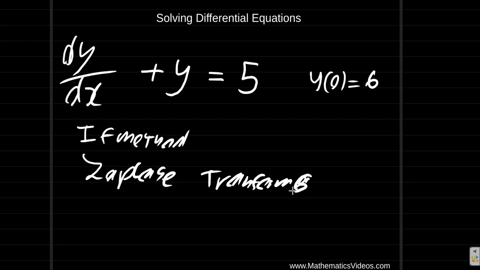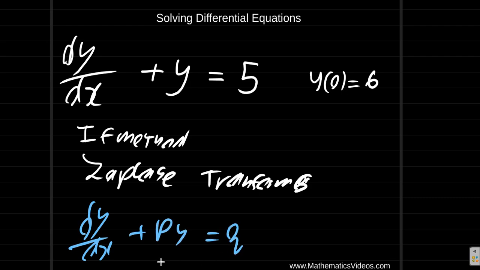Okay, you finished? Alright, so let's look at this now. Using the integrating factor method first, you know that this equation is in the form dy by dx plus py equals q. Alright? Where p is 1 and q is 5.